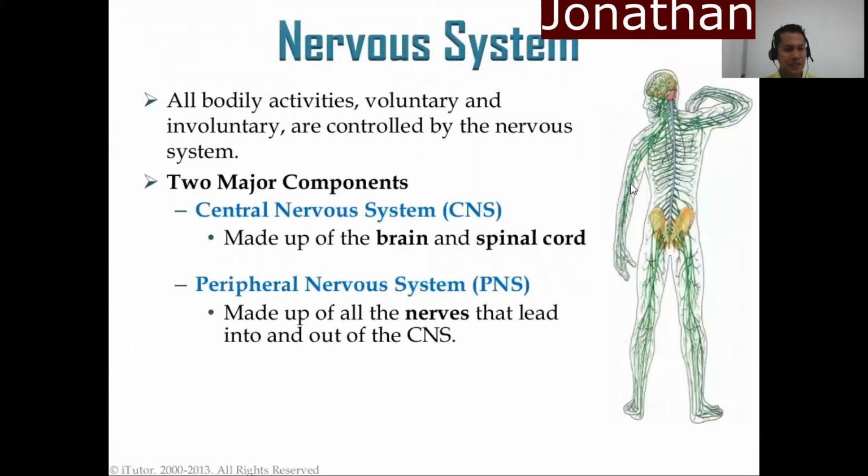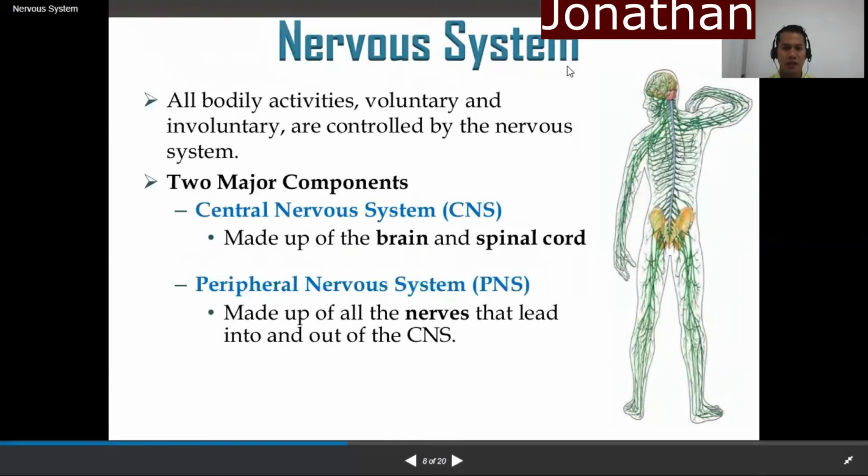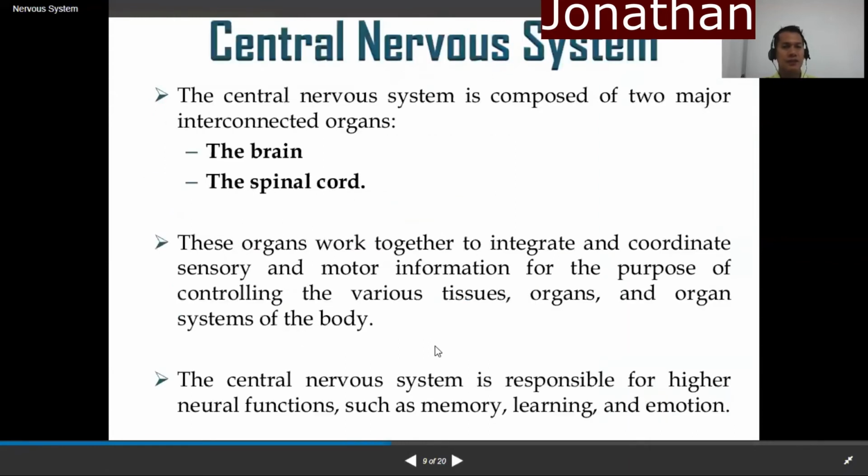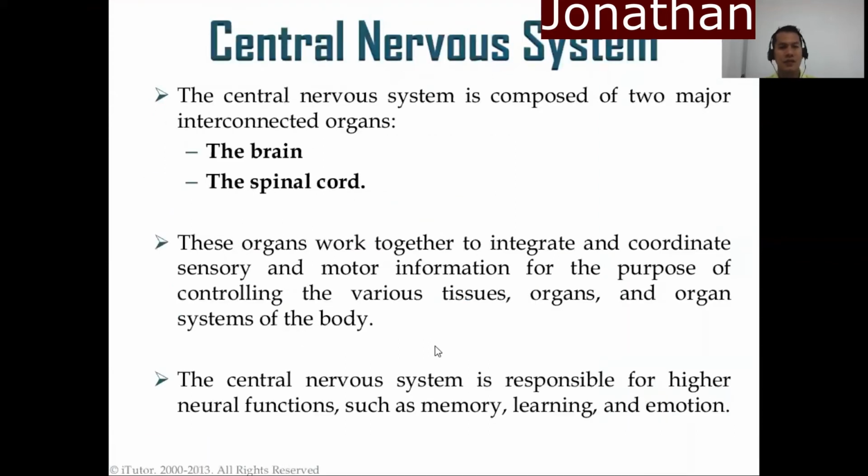Now, the nervous system has two major components. Remember this, okay? It has two major components: the CNS and the PNS. The CNS, or central nervous system, comprises the brain and the spinal cord. The PNS are the nerves that lead into and out of the CNS. All right? So let's talk about the nervous system, the brain and the spinal cord.